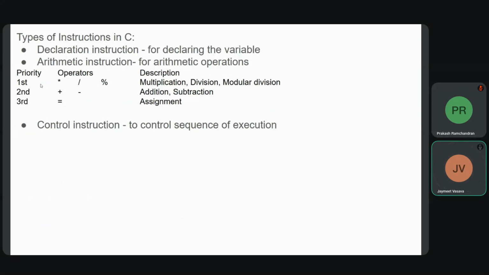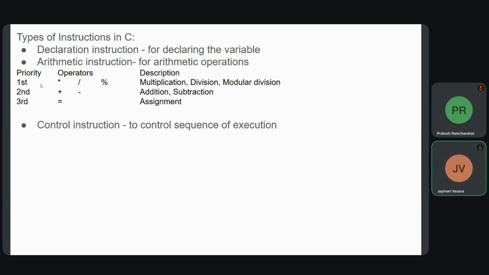So within an arithmetic operation, the line has to be written using the arithmetic operators in that order, so the execution occurs in the intended way. The first priority is given to multiplication, division, and mod for the remainder. Then plus and minus, and then last, the assignment operator.